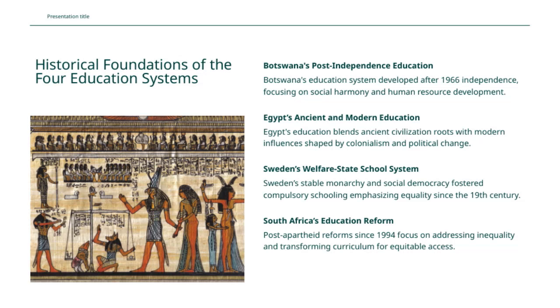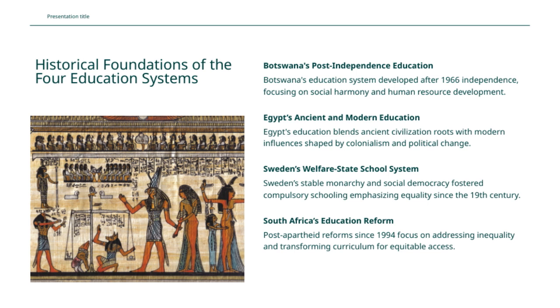Let's start with Botswana's post-independence education. After gaining independence in 1966, Botswana focused on building an education system that promotes social harmony and develops human resources. This approach was essential for the country's nation-building efforts and economic growth. Moving on to Egypt, their education system is a fascinating blend of ancient civilization roots combined with modern influences. These influences have been shaped by colonial history and ongoing political changes, creating a unique educational landscape that connects the past with the present.